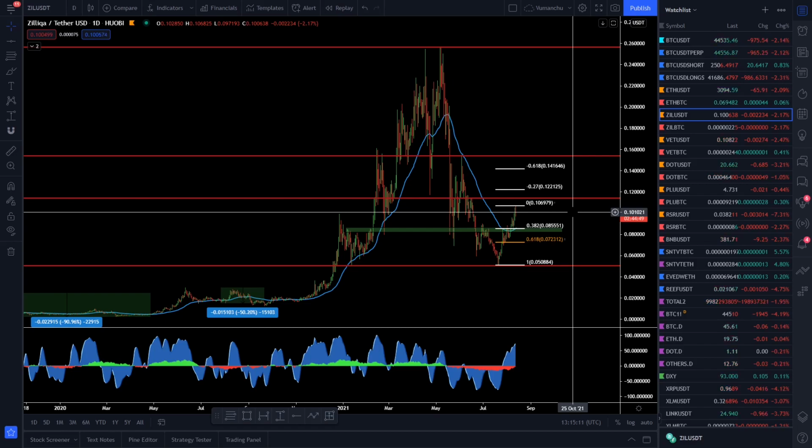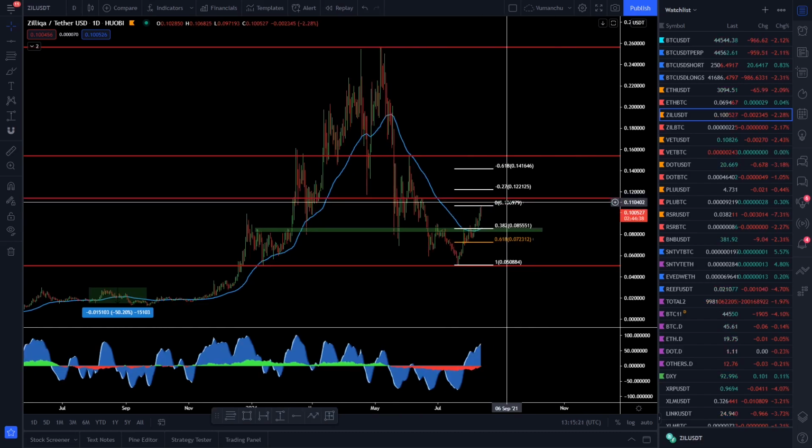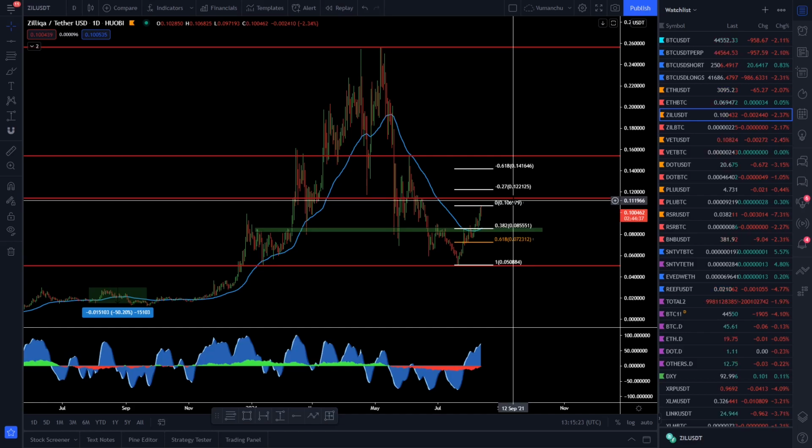Just a quick breakdown on Zilliqa, and some buy zones and sell zones in both USDT and the BTC pairings. Hopefully we do start targeting this resistance up here soon. I'll jump into another price analysis video.